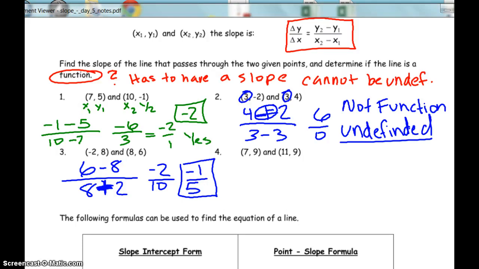Now if we look at our next one, number 4, we have repeating y values. We know that we cannot have repeating x values, but we want to go ahead and work this out and see if we can have repeating y values.